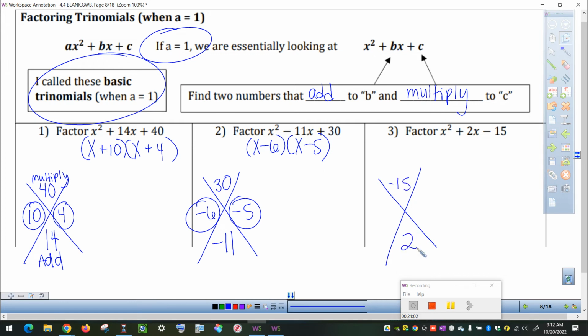All right, let's try this next one. We have a negative showing up again. Now we want our numbers to multiply to -15. And we want them to add to +2. So take a moment here on your own. Think of the numbers. Write them down.